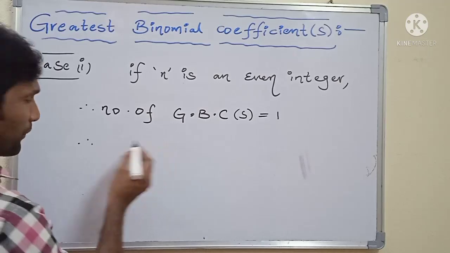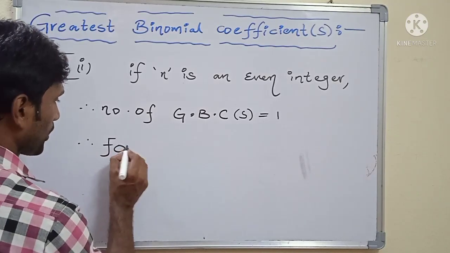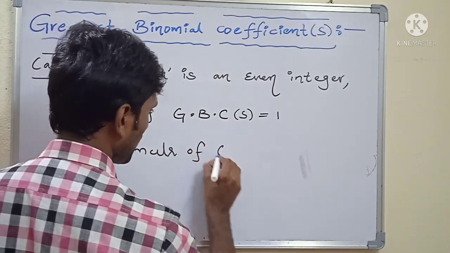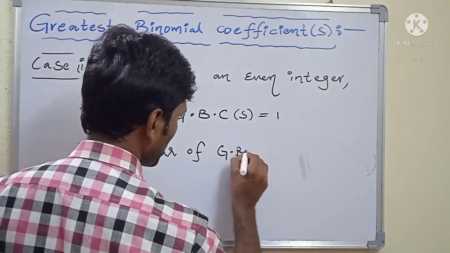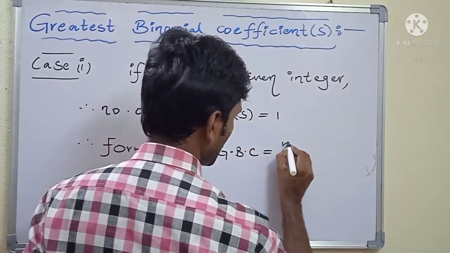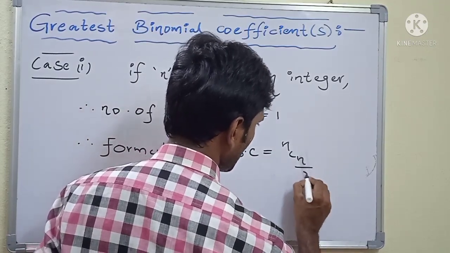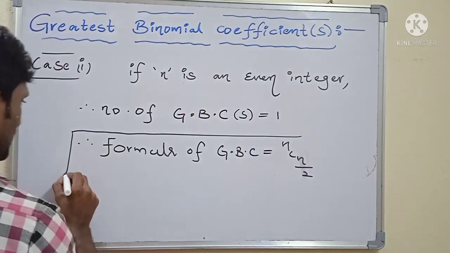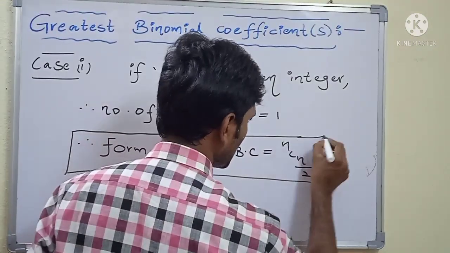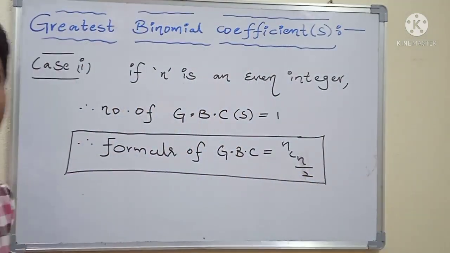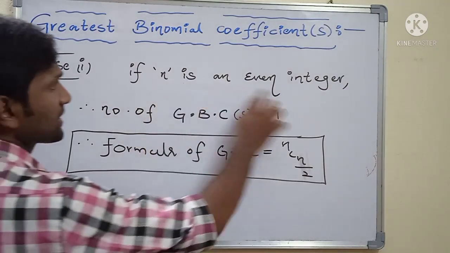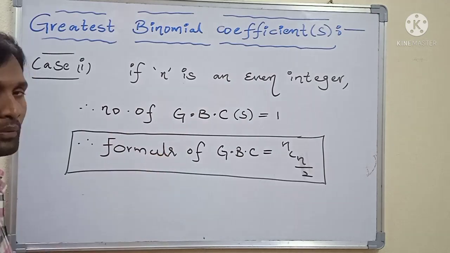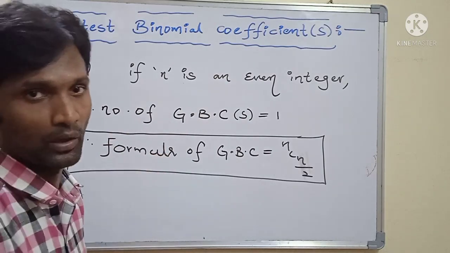For finding that greatest binomial coefficient, the formula of greatest binomial coefficient equals nC(n/2). So this is the formula for finding the greatest binomial coefficient in the given binomial expansion when n is an even integer. To understand this formula, now take a general example.